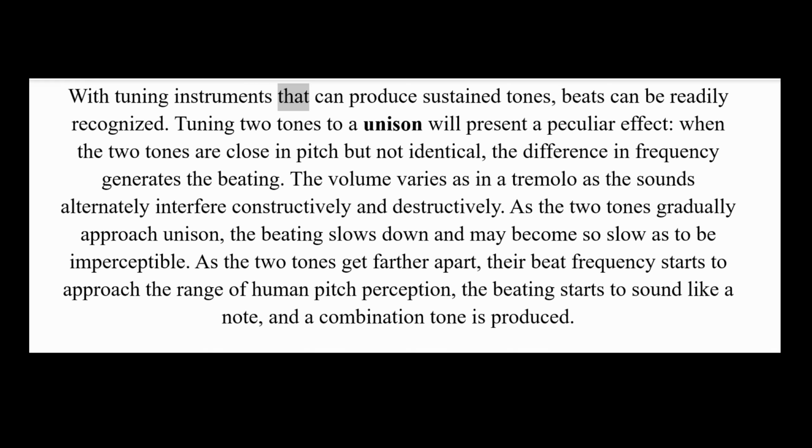With tuning instruments that can produce sustained tones, beats can be readily recognized. Tuning two tones to a unison will present a peculiar effect. When the two tones are close in pitch but not identical, the difference in frequency generates the beating. The volume varies as in a tremolo as the sounds alternately interfere constructively and destructively. As the two tones gradually approach unison, the beating slows down and may become so slow as to be imperceptible. As the two tones get farther apart, their beat frequency starts to approach the range of human pitch perception, the beating starts to sound like a note, and a combination tone is produced.